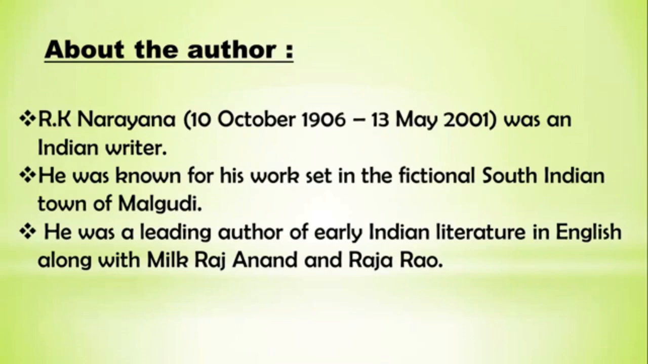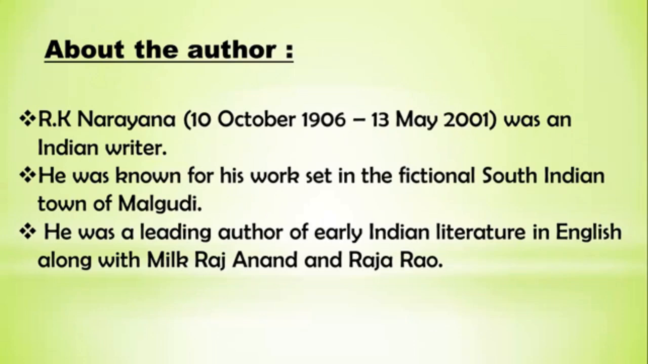Let's see about the author of this chapter. The author is R.K. Narayan, and he was born on 10 October 1906, and he died on 13th May 2001. He was an Indian writer, known for his work set in the fictional South Indian town of Malgudi. Whatever stories he wrote were based on a South Indian town named Malgudi. Whenever he wrote his story, he had Malgudi town in it.